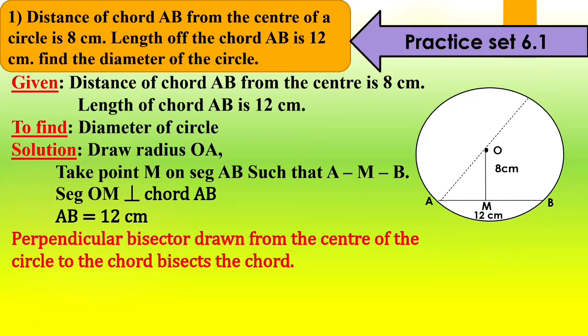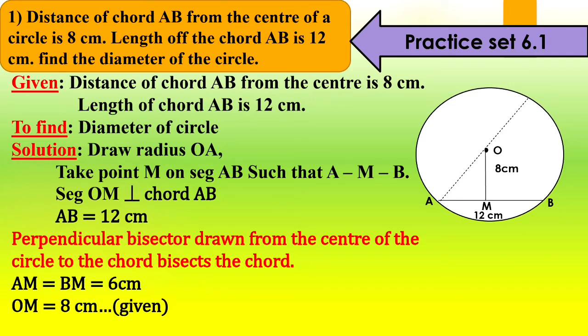AB is 12 cm. Perpendicular bisector drawn from the center of the circle to the chord bisects the chord is our theorem. So AM equal to BM. AM is the half of AB. So AB is given 12 cm. So AM will be how much? 6 cm. Very good. So OM is given how much, student?